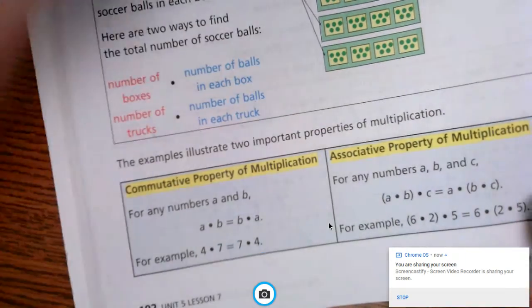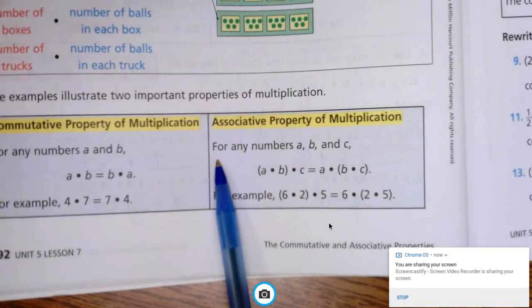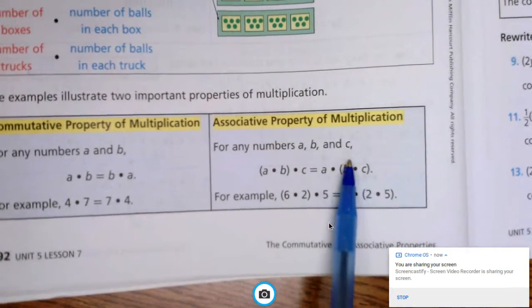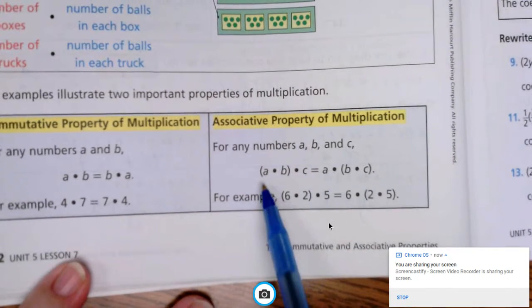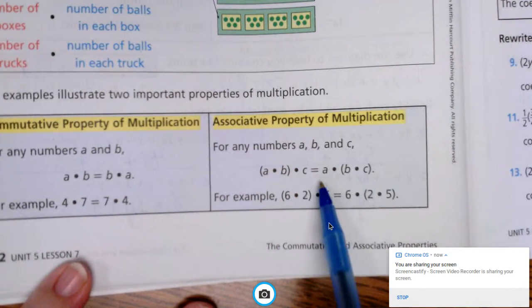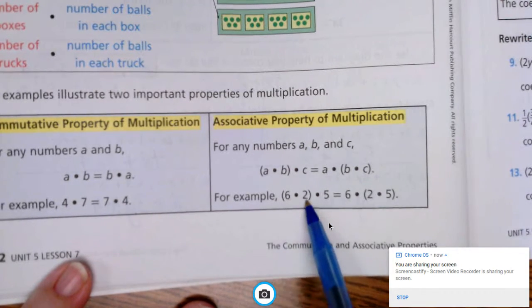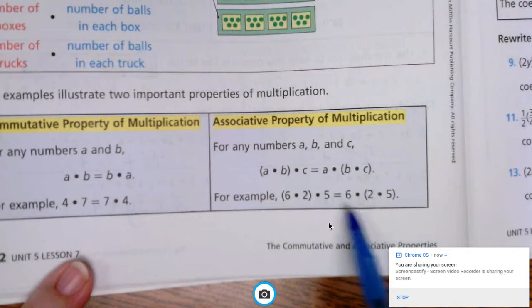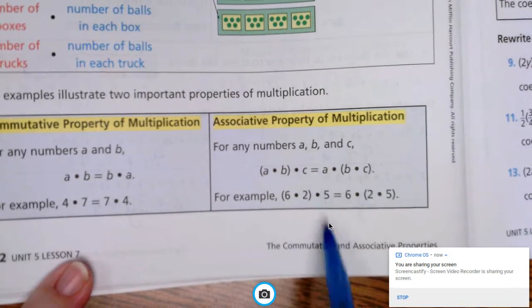The associative property is represented here for any numbers A, B, and C. So this was example 2. A times B times C is equivalent to A times B times C, with the grouping changed. For example, 6 times 2 times 5 is the same or equivalent as 6 times 2 times 5. This would be 12 times 5, and this would be 6 times 10, and you get the same answer.